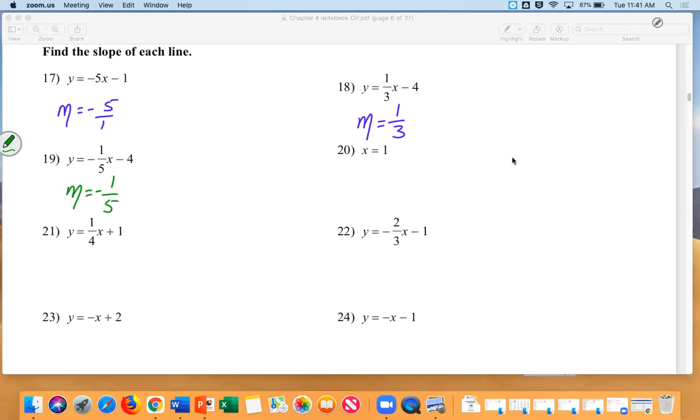This is actually the equation of what type of line? I'll give you a hint. It's not a sideways line. Well, what was the opposite of a sideways line? Vertical, right? So this was a vertical line. The slope of this is actually undefined because it's a vertical line.